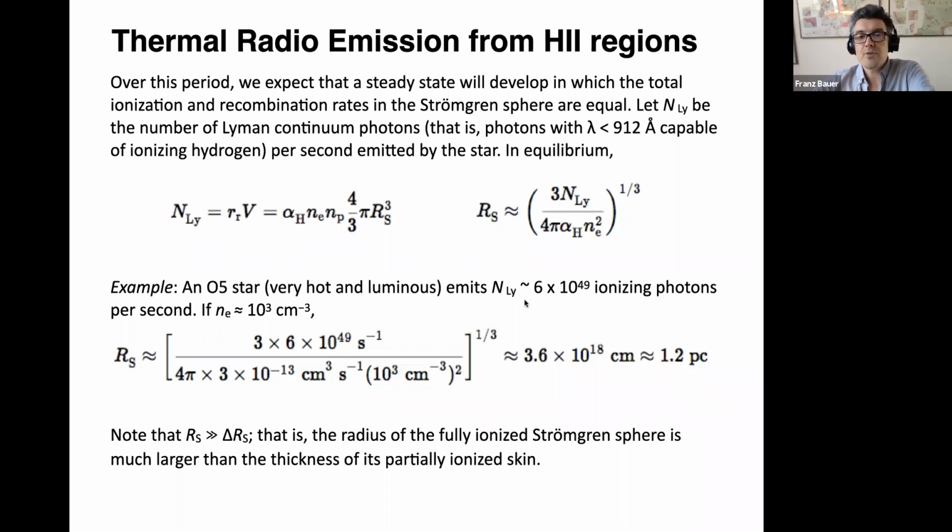And so plugging this in for typical values of, say, an O star, an O5 star, which has about this many ionizing photons, and if we have n equal to 10 to the 3, we end up with a Strömgren sphere which is about 1 parsec in size. And then the width of this edge, the thickness of the skin, is much, much smaller than that, typically less than 1%.